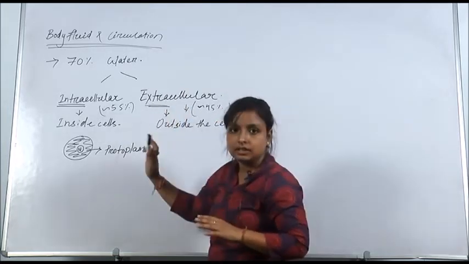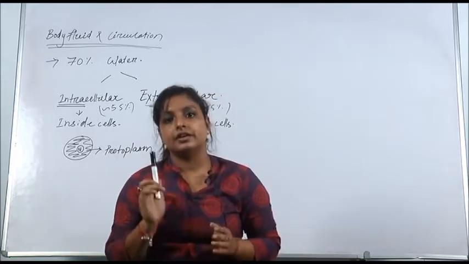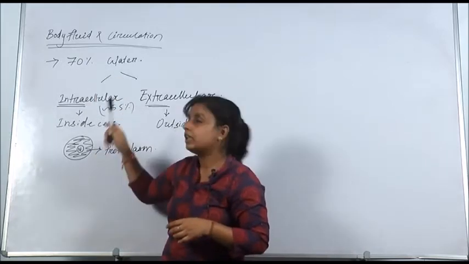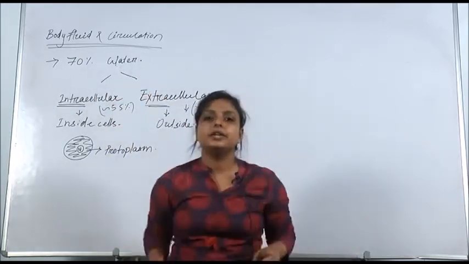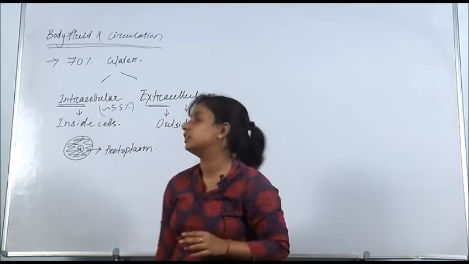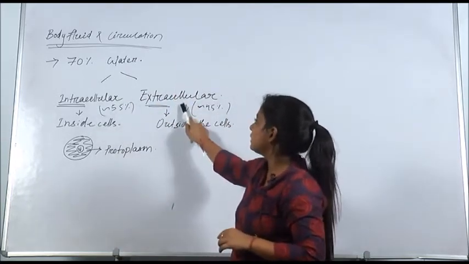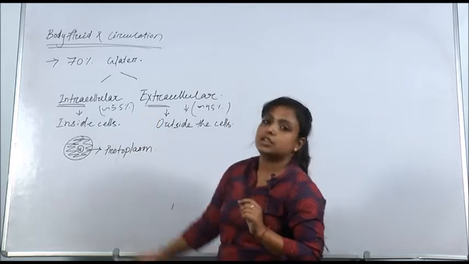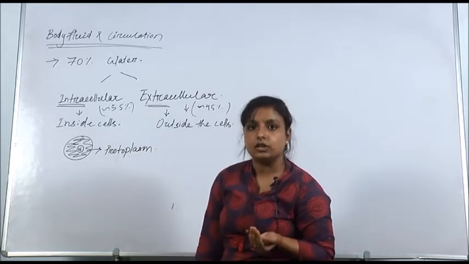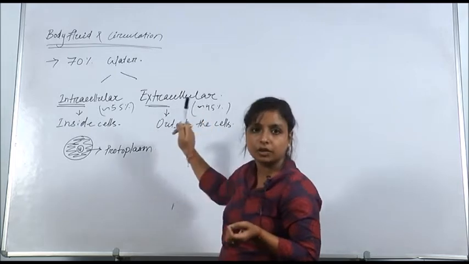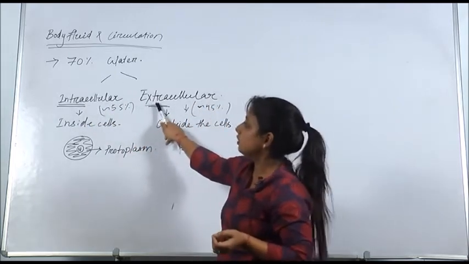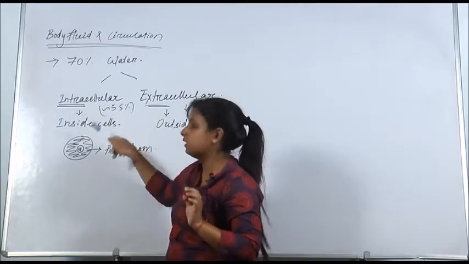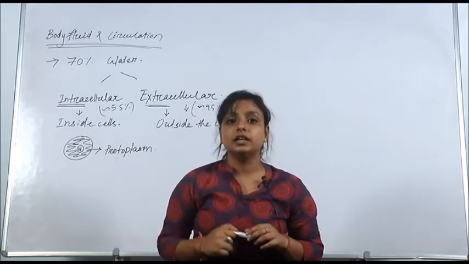So it is clear that every organism requires body fluid, as every organism's body is made up of 70% water. This 70% of water is distributed in an organism's body by two different kinds of fluids: intracellular fluid and extracellular fluid. Intracellular fluid makes up 55% of total body fluid, whereas extracellular fluid makes up 45%. Intra means inside, extra means outside, cellular means cell.